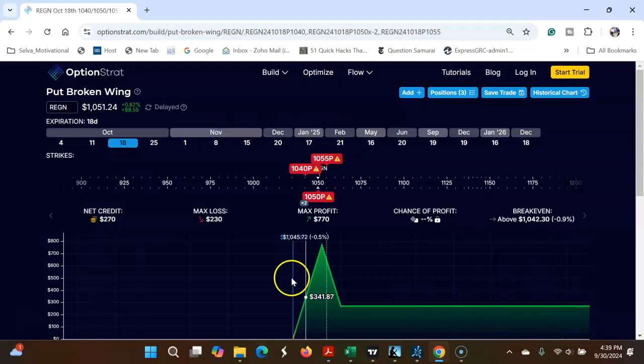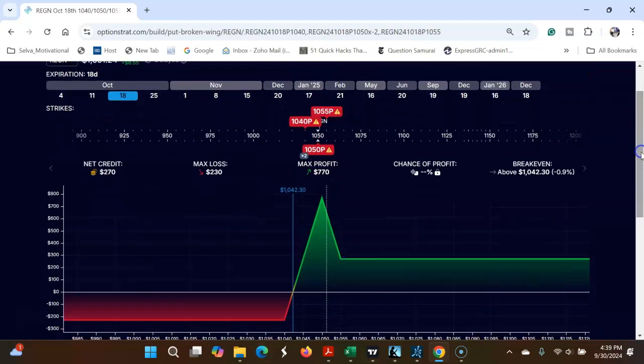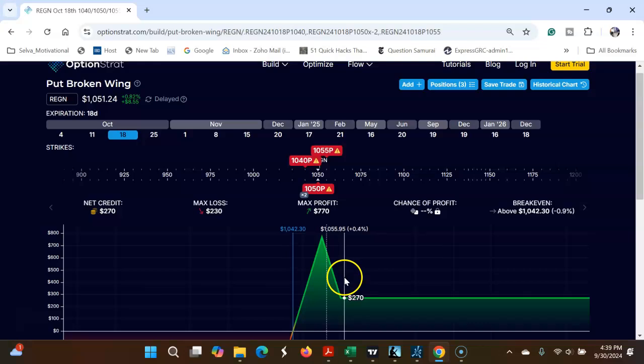Okay, you set it up like that. So basically if the stock comes down to 142, you still make money. If it goes up, you make money. Okay, so this is the broken wing butterfly.